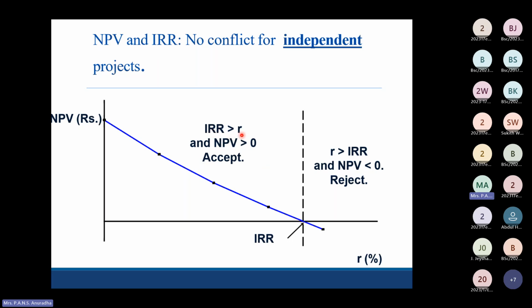So when the IRR is greater than the cost of capital, let's say for understanding, suppose here the IRR is 20%. Suppose here there is a number, 15%. When the IRR is greater than the cost of capital, there is no conflict because you can see NPV is also positive. So you can see these are the positive NPVs.